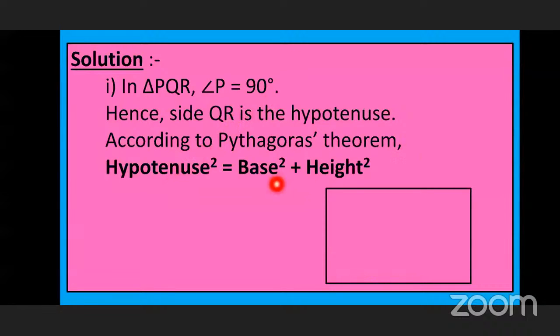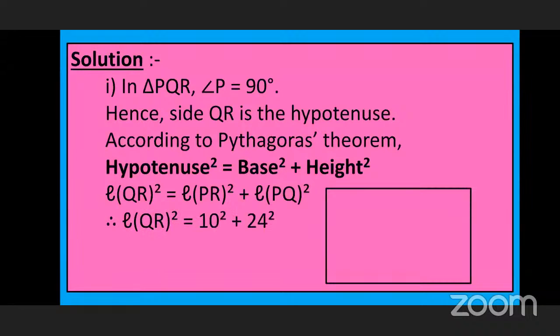So we will write the lengths. We will write the segments. QR is the hypotenuse, PR is the base, and PQ is the height. Now we will substitute the values. QR is given X. That means the value of QR is not given. PR is 10 and PQ is 24.